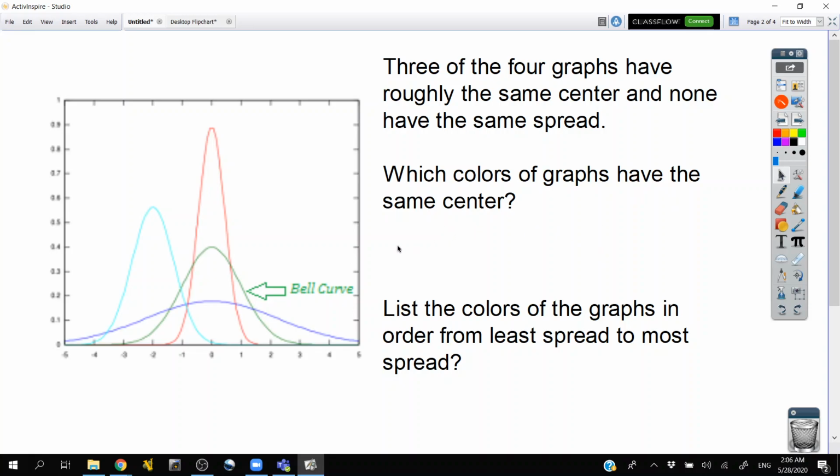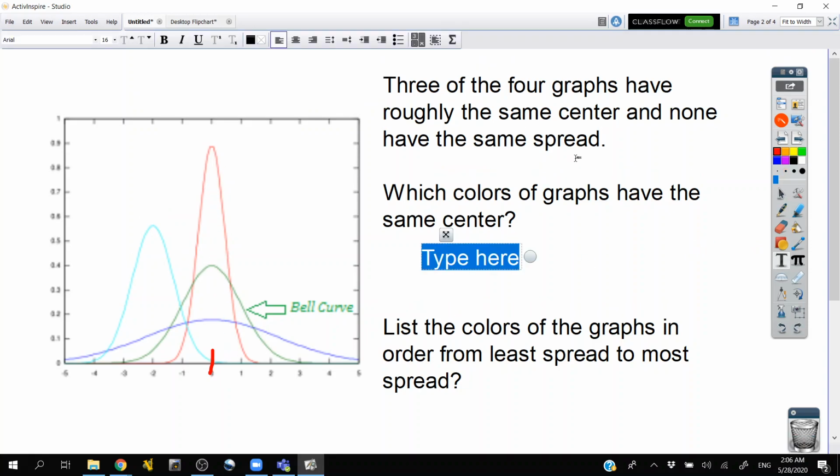So which colors of graphs have the same center? Well, when you look here, I bet you can tell 3 of those curves have the same center and the 4th one doesn't. I'm trying to give you enough time to think. When I look at that now, here's the center of the light blue curve, but the dark blue curve has a center here and the green has a center here, and so does the red. So to answer that, which colors have the same center? Dark blue, green, and red.